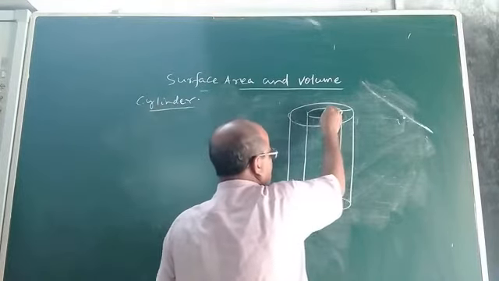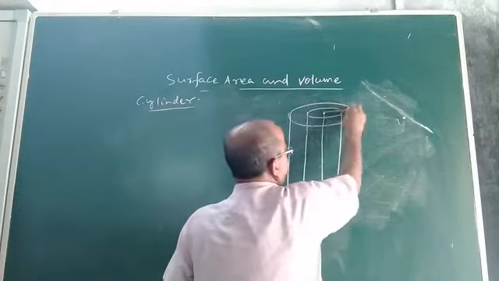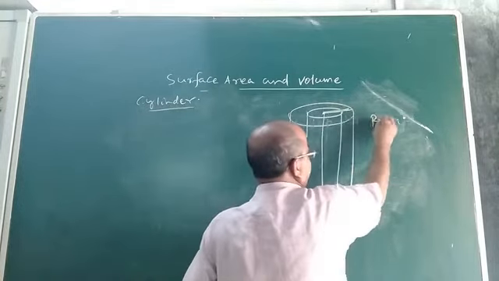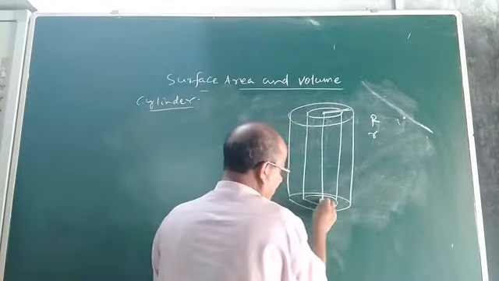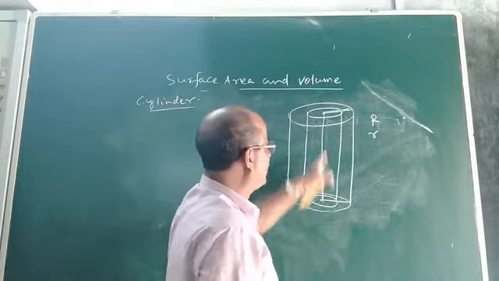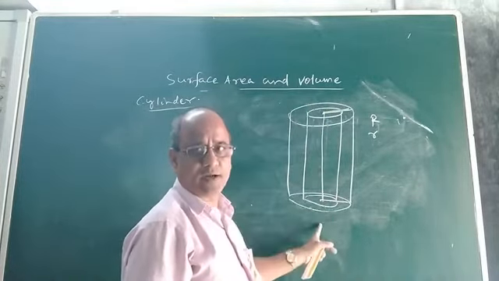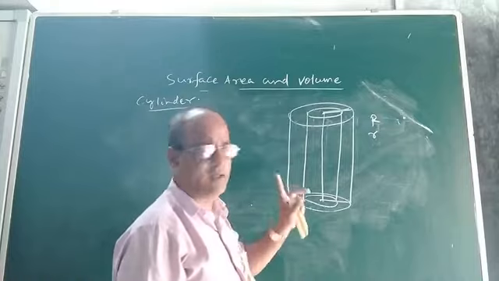Clearly it has two radii. This is the outer radius, this is the inner radius. You know, outer radius capital R, inner radius small r. These are two rims, upper rim and lower rim, of the pipe or the hollow cylinder.